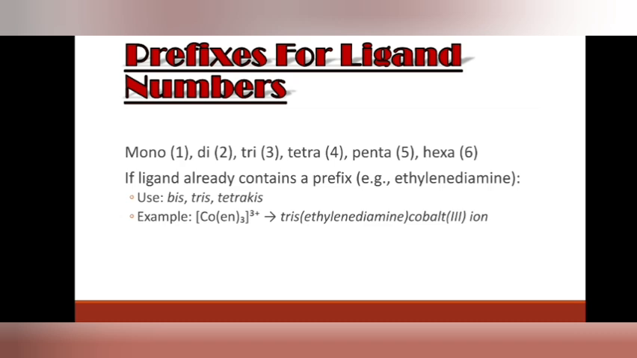The different thing is if the ligand already has a prefix, like ethylenediamine. The ligand name already has the prefix di. So what you'll do is use other prefixes like bis, tris, tetrakis. Now we have 3 ethylenediamine in the following example, so we wrote tris ethylenediamine. We didn't use tri because a prefix was already present in the ligand's name. Then we wrote the metal name, then the oxidation number, and then the ion.